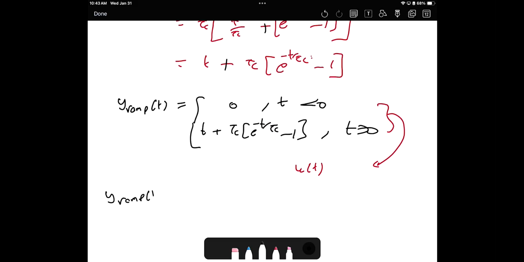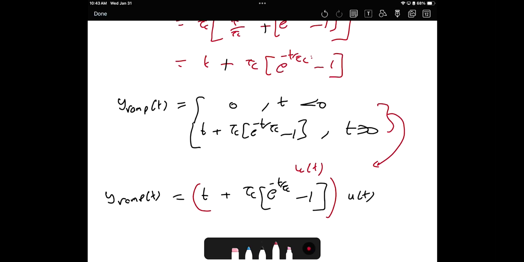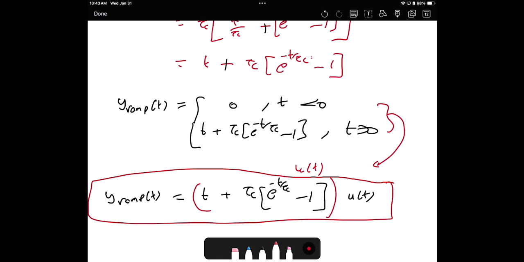So this will be the final representation: t plus tau c e power negative t over tau c minus 1, all of it times u of t. And that's it. Okay?